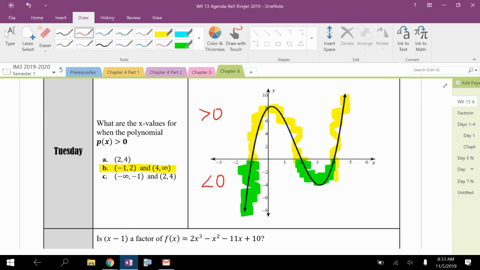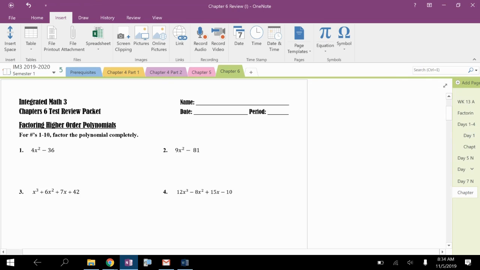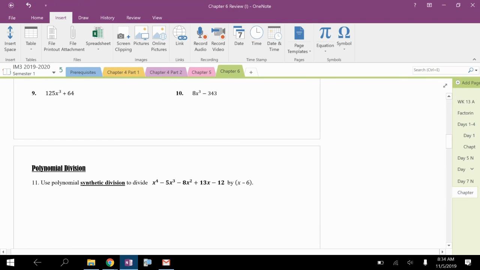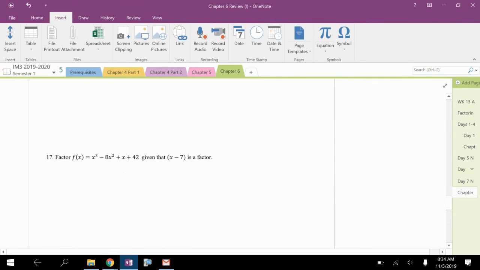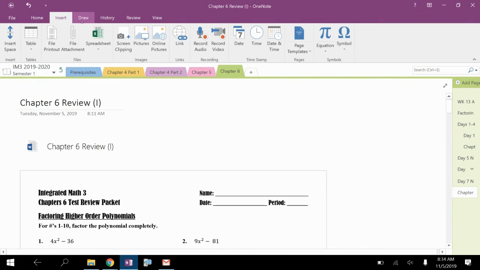If you want to check your answers from day 7, they're in the binder. I didn't scan them in. But the review, the way it's going to work is, I think this is it. Okay, here we go. So again, this is the review for your test.